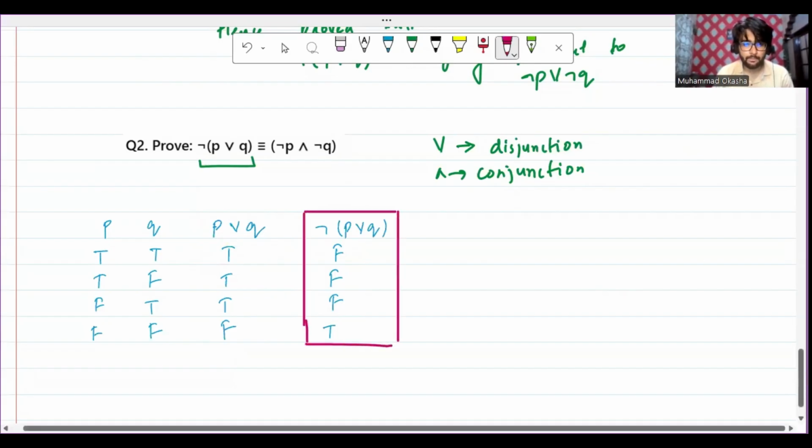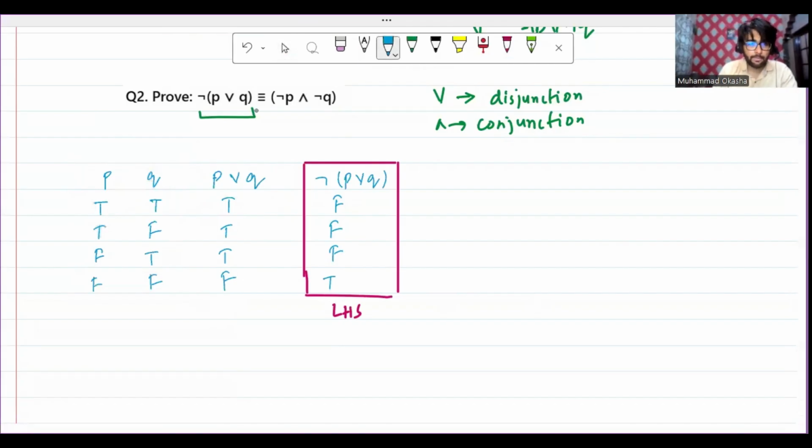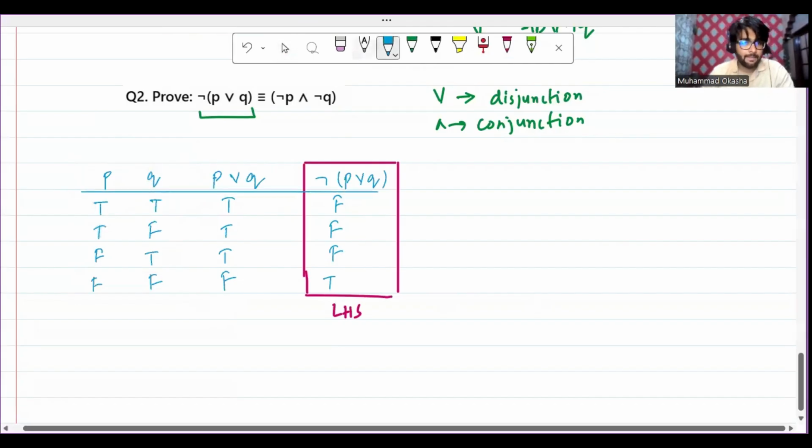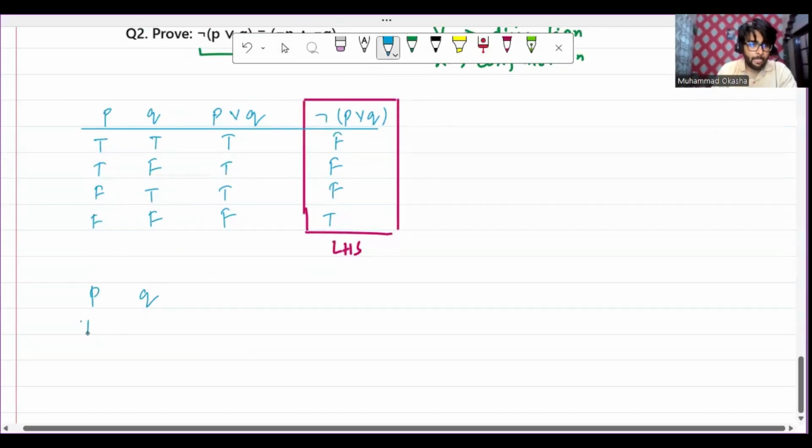Negation of P disjunction Q. This is the left hand side. Let me do the right hand side real quick. For the right hand side, I would really recommend doing this. Okay, now let's do the right hand side. P, Q: true, true, true, false, false, true, false, and false.